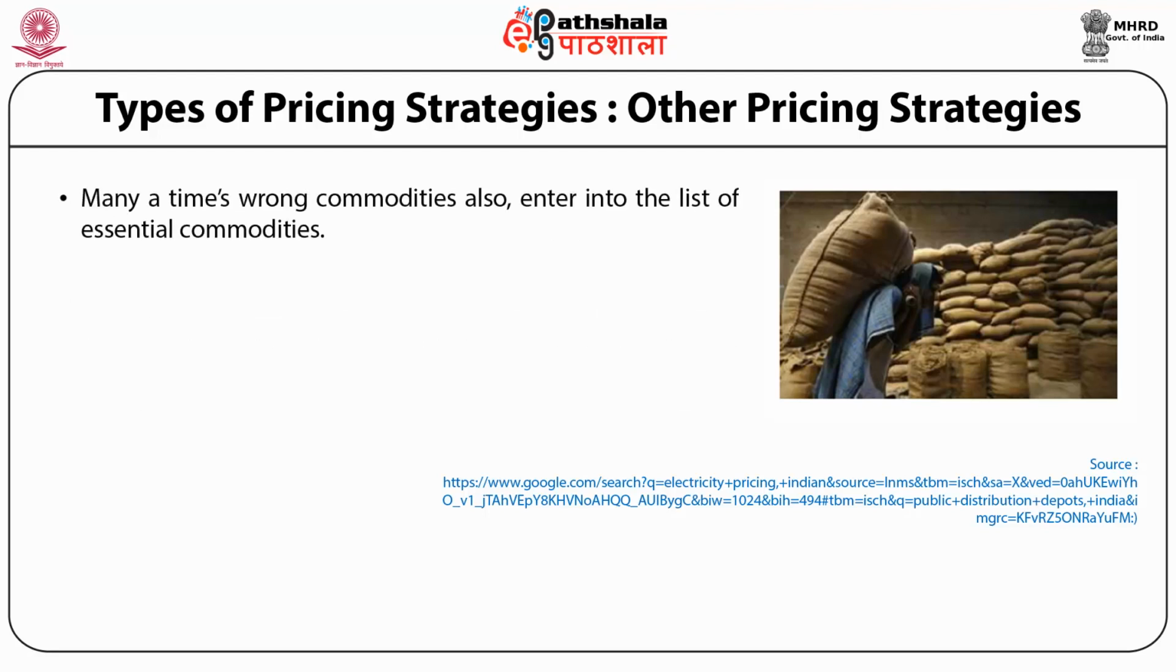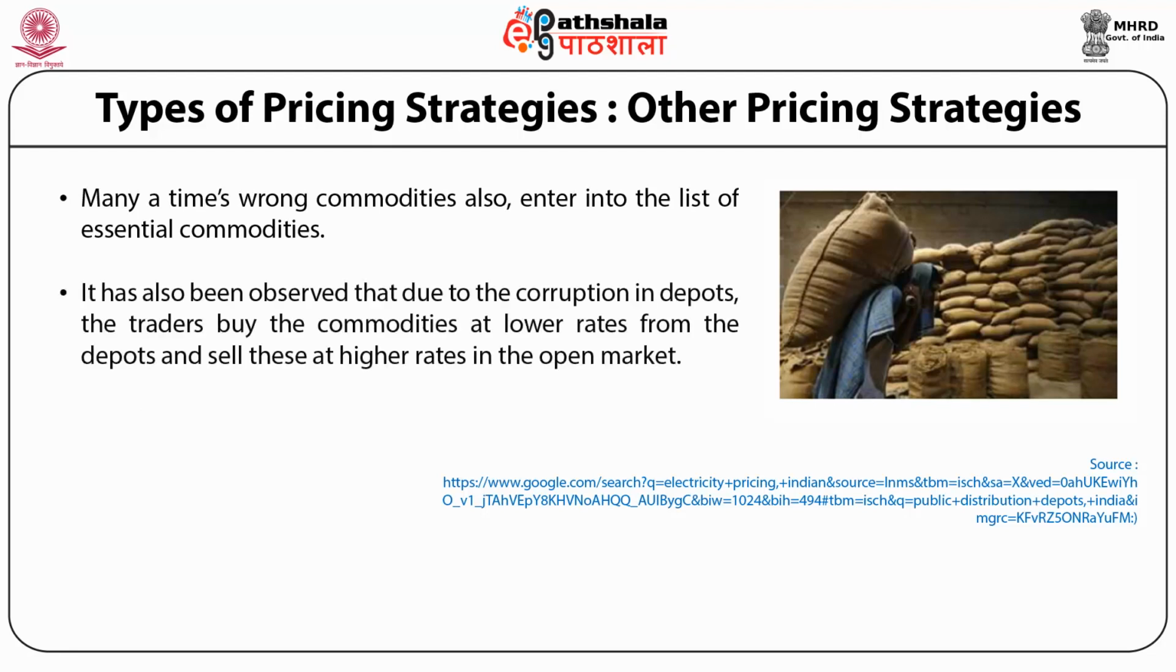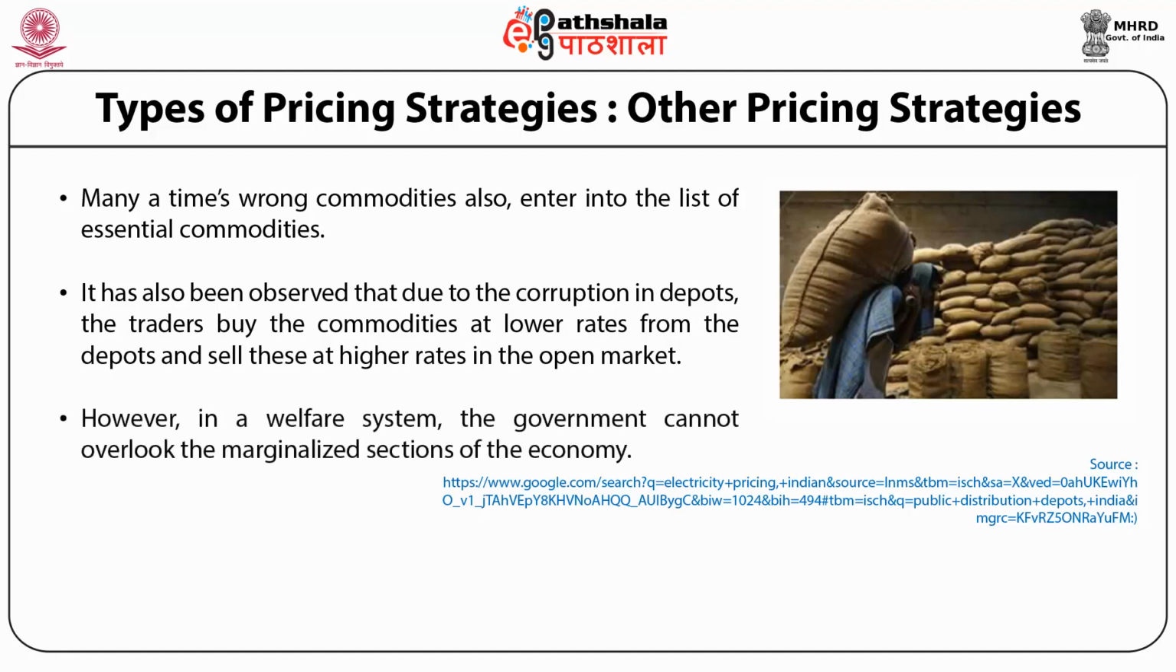Many a times, wrong commodities also enter into the list of essential commodities. It has also been observed that due to corruption in depots, the traders buy the commodities at lower rates from the depots and sell these at higher rates in open market. However, in a welfare system, government cannot overlook the marginalized sections of the economy.